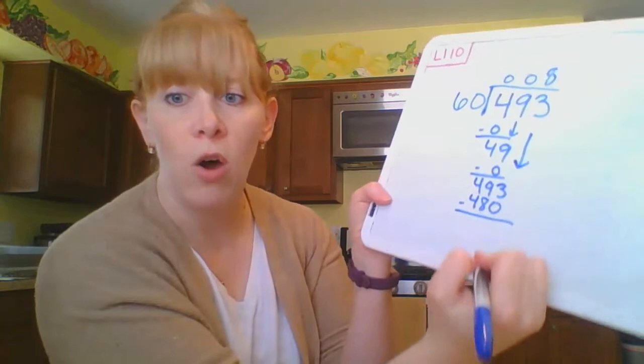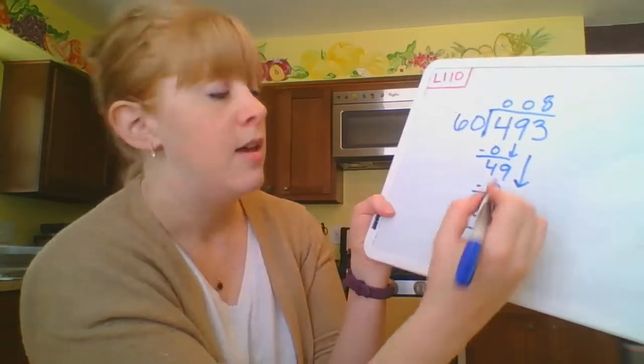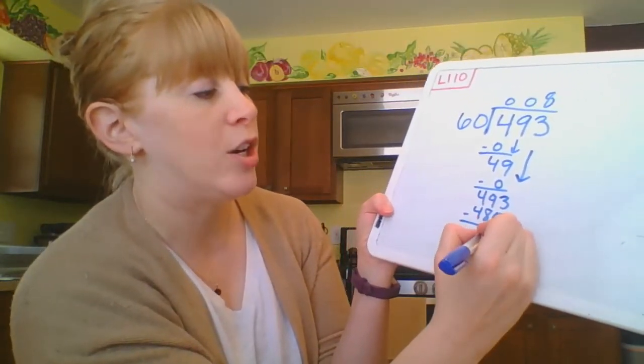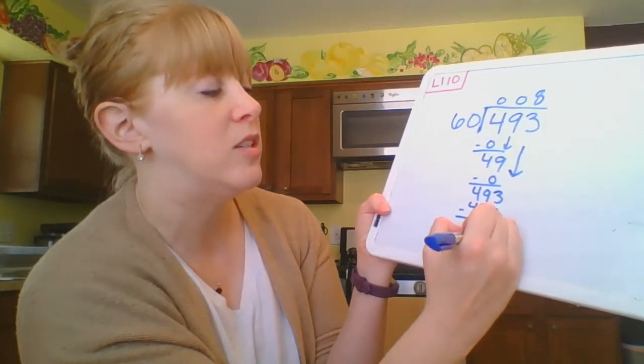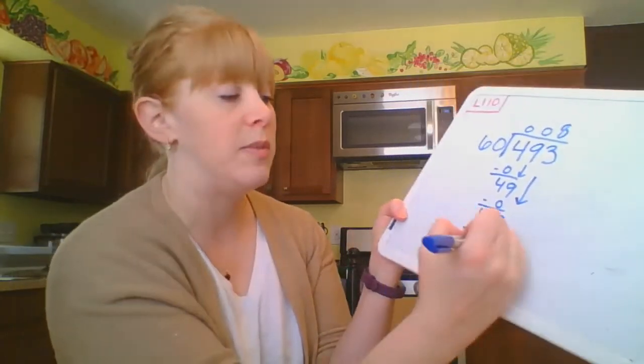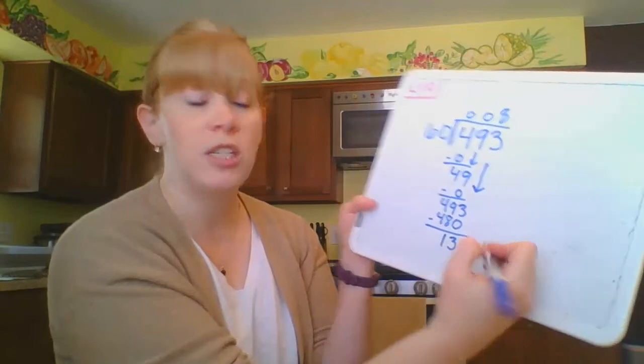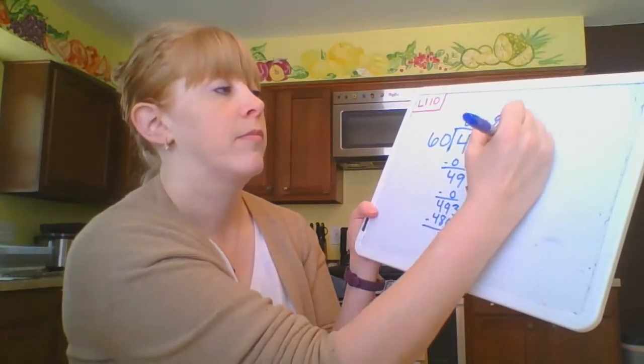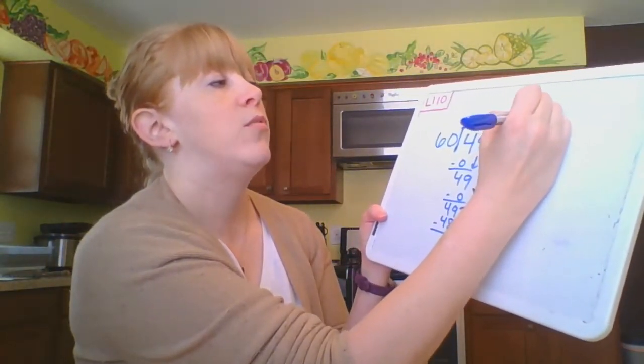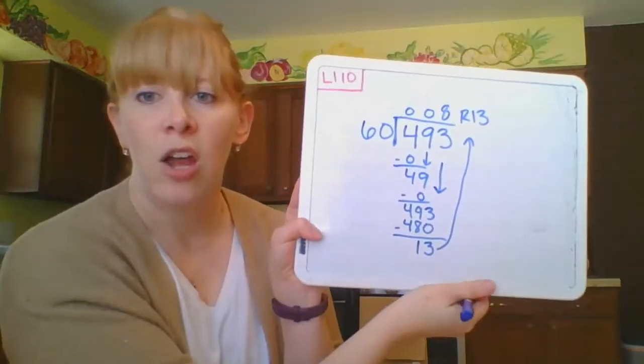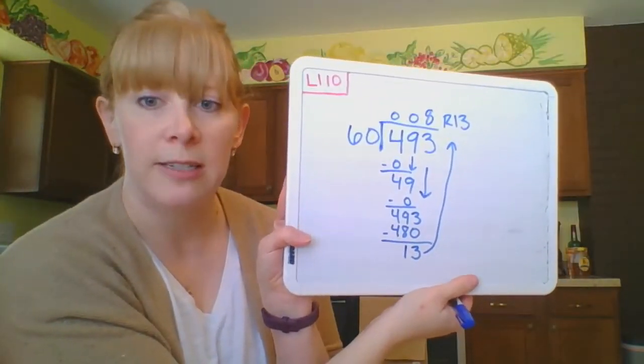Now I'm back to using all 3 digits in my problem. 3 minus 0 is 3. 9 minus 8 is 1. 4 minus itself is going to be 0. No other digits to bring down. 8 remainder 13 for my quotient.